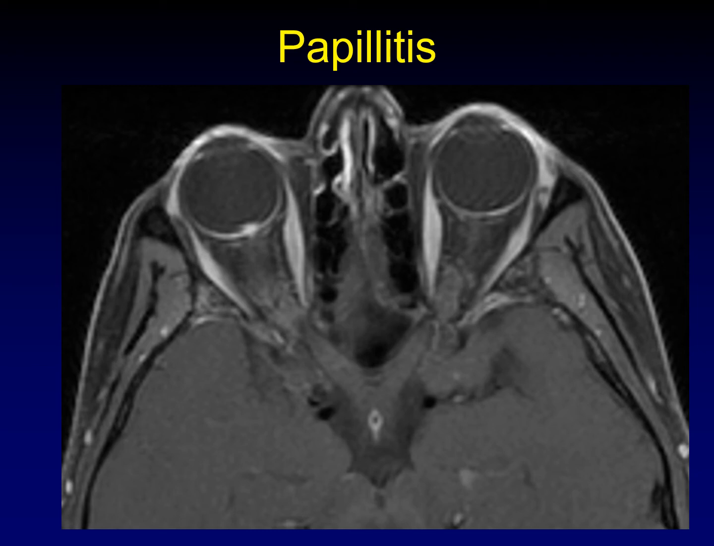For example, you can get optic neuritis that affects only the retinal segment of the nerve. We call that papillitis, and here it is. It's a small focus of enhancement right at the optic disc. That's papillitis, and it's a form of optic neuritis. It's just the retinal segment of the optic nerve.